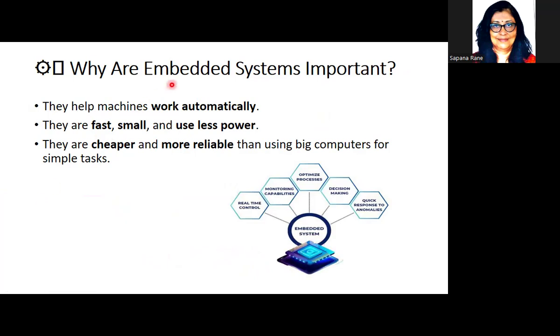So now let us go to why embedded systems are important, because one of the most important things is they make machines automatic. They are fast, small, they use less power, they are cheaper and they are reliable.